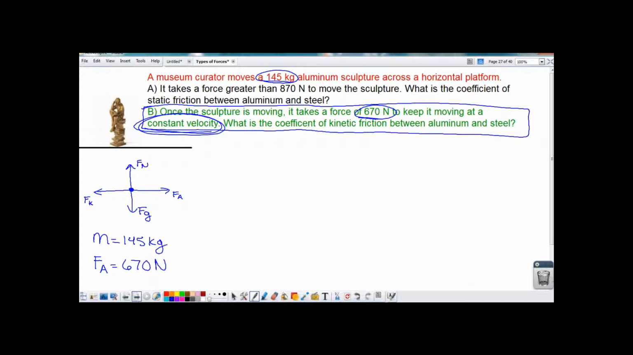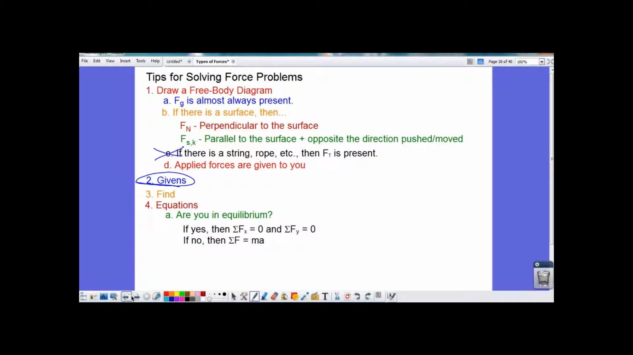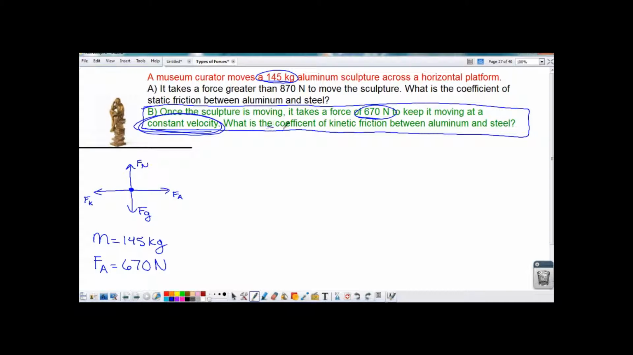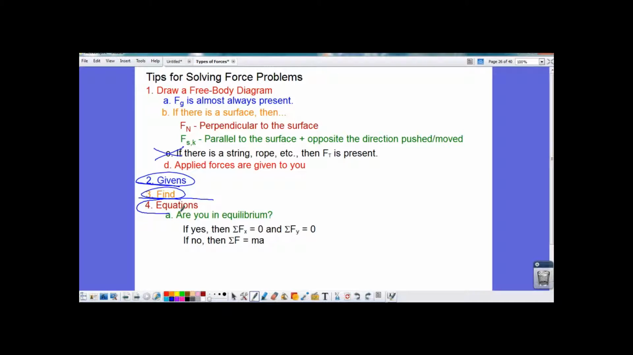Okay, so we've got our picture, we've got our givens. Next step, write down what we're trying to find. The coefficient of kinetic friction. That is mu sub k, the coefficient of kinetic friction. So that's what we're trying to find. Next step, write down some equations. A hint, are you in equilibrium? Yes, we're moving at a constant velocity. Therefore, we are in equilibrium.